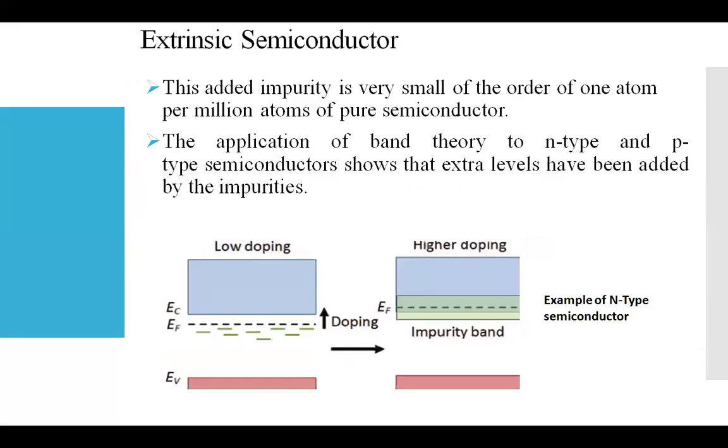So now if we go ahead, the band diagram. In this one, as we discussed in the previous part, we are going to add some impurities, of very small order, 1 atom per million atoms of the pure semiconductor material. So the application of this band theory to the n type and the p type material is given over here, with the extra level of impurities we have added.